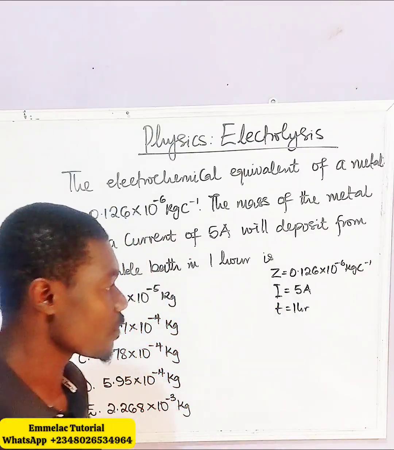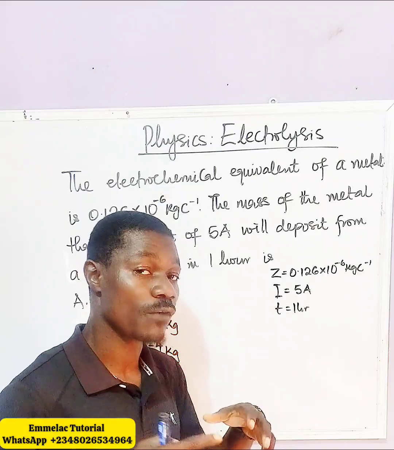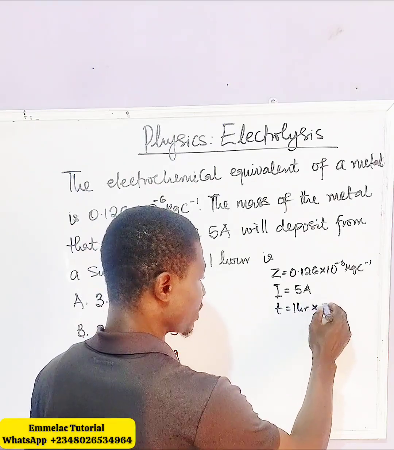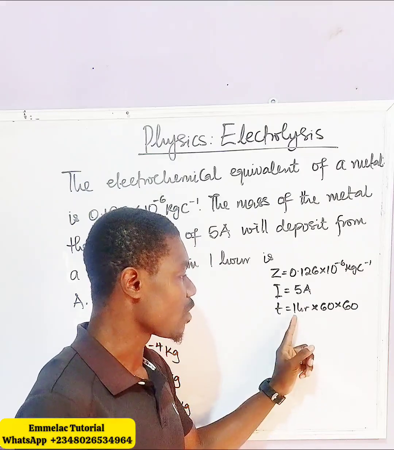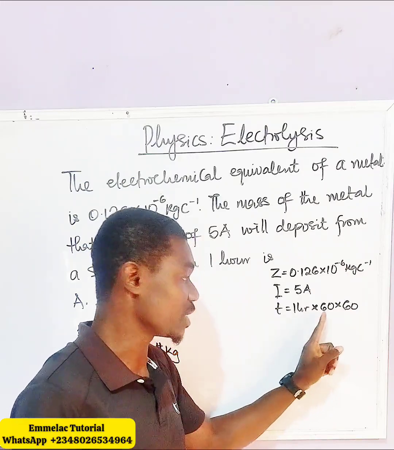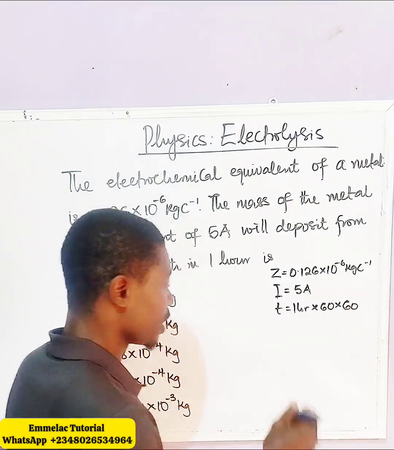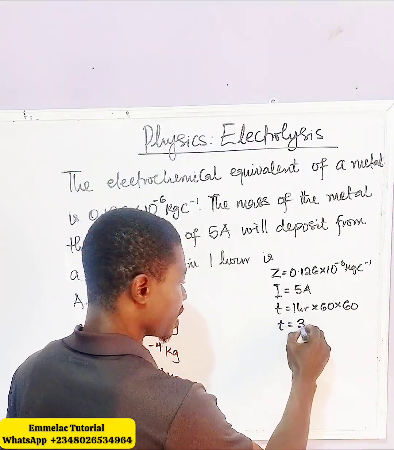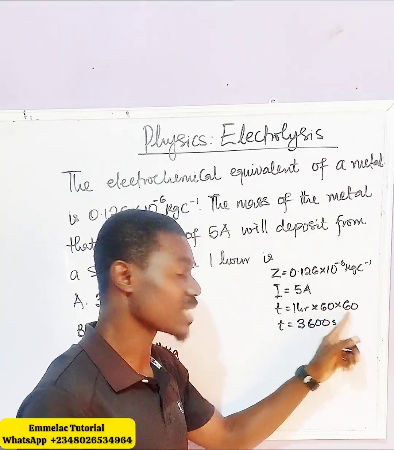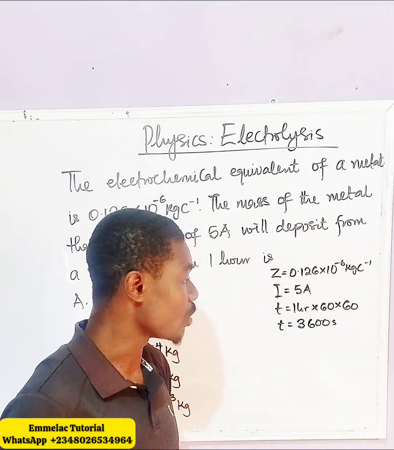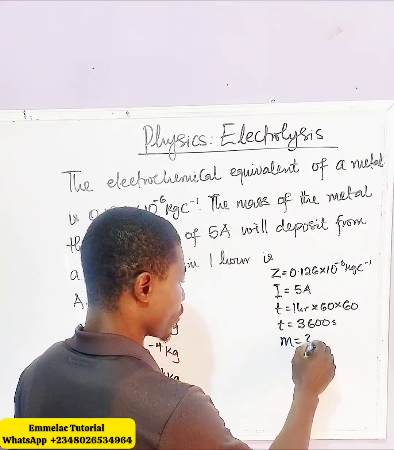And what we need to do here first is to convert 1 hour to seconds. And how do we do that? First of all, we have to multiply it by 60 times 60. Now, why 60 two times? Converting 1 hour to minutes, we multiply by 60. Now, converting that minute to seconds, you would multiply by 60. So, our time now gives us 3,600 seconds. That is 1 times 60, is 60, times 60 will give us 3,600. Okay. And we have to find the mass. So, M is what we're looking for.